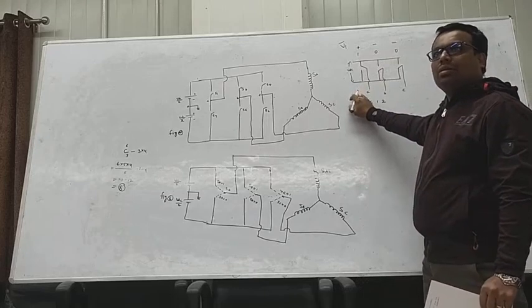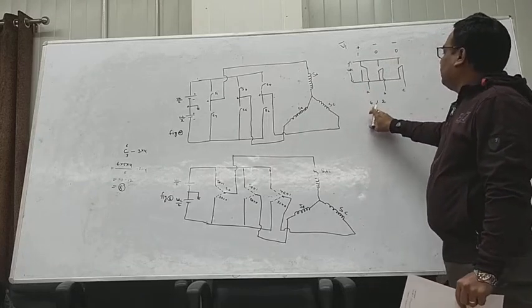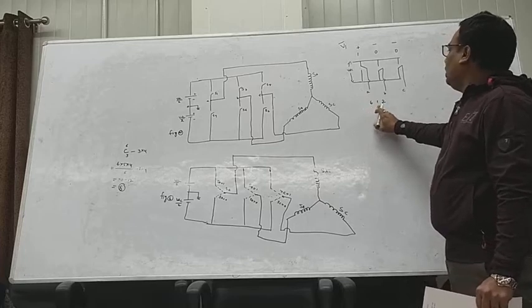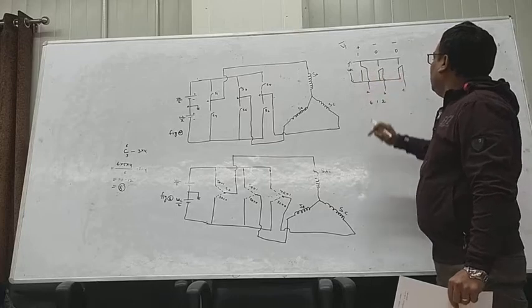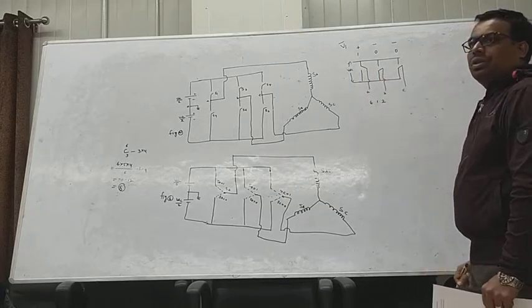I already explained this yesterday. In the 6 1 2 notation, 6 is the bottom switch, 1 is the upper switch, and 2 is the lower switch.